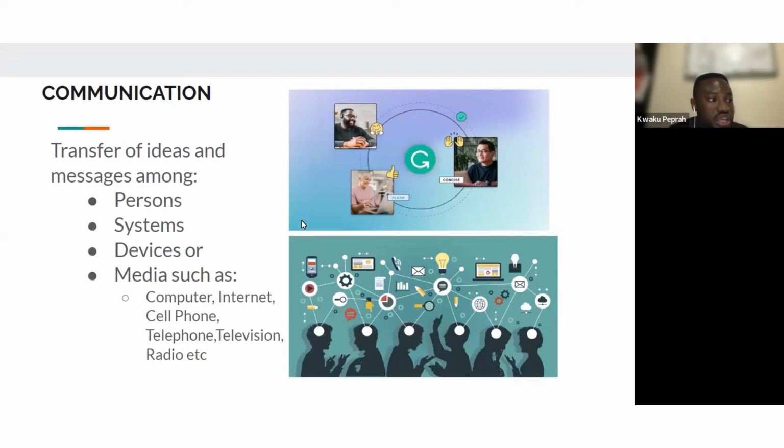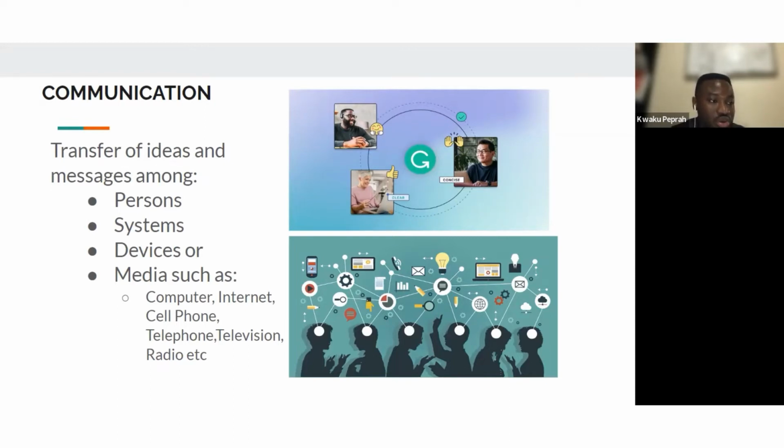Communication. Communication is a transfer of ideas and messages amongst people, systems, devices, and media. It involves the media. The media of communication can be computer, internet, cell phone, telephone, television, radio. As you can see in the graphics, there has been communication amongst these people. On the top here, you could tell that communication is going on and information is being received.